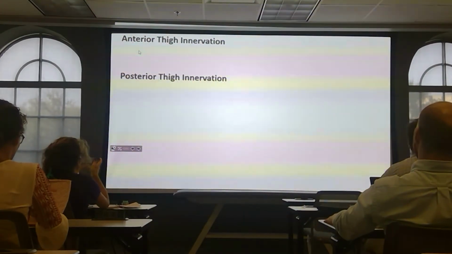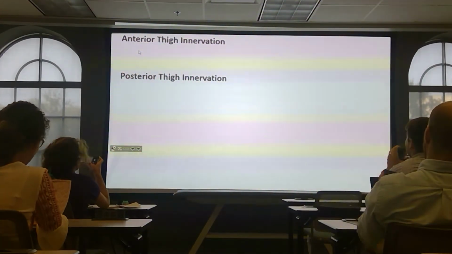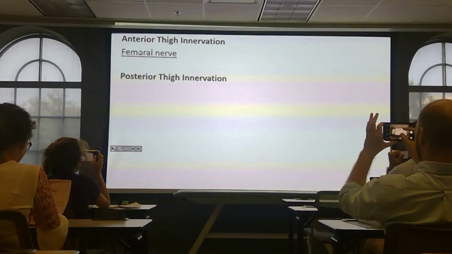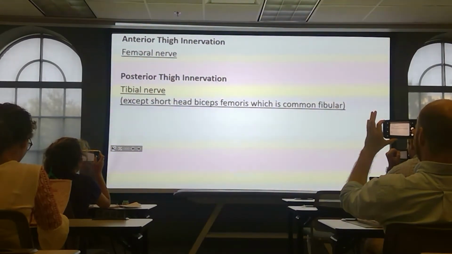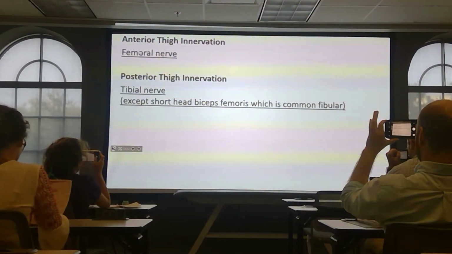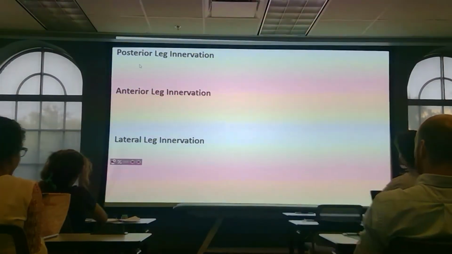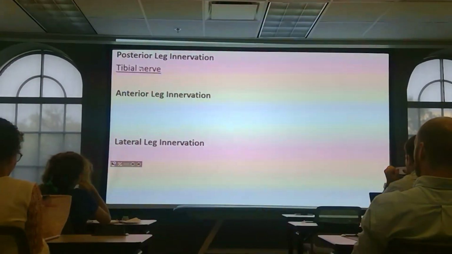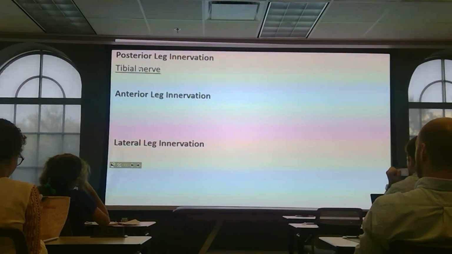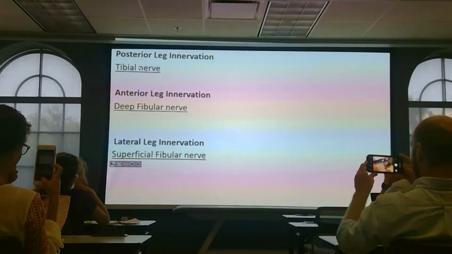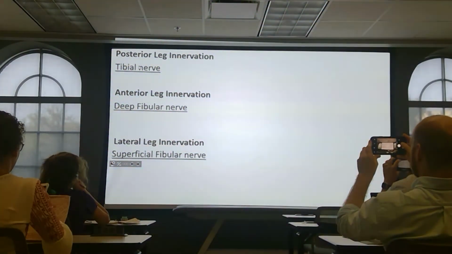Okay, so this is our summary for innervations. We've already done a whole slide on this. So what's the anterior thigh innervation? What's the nerve? Femoral. Good. Posterior thigh innervation? Tibial. Good. Except for the short head of the biceps, which is going to be the common fibular. Posterior leg innervation. Tibial. Very good. Anterior leg innervation. Deep fibular. Good. And the lateral leg innervation is the superficial fibular. Very good.